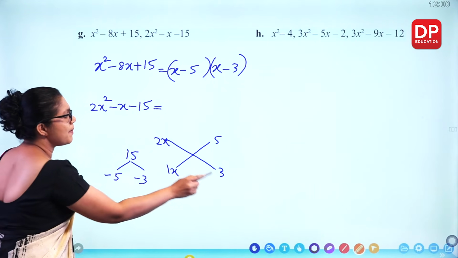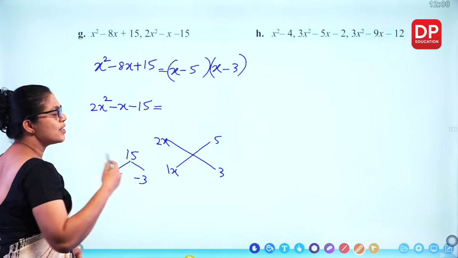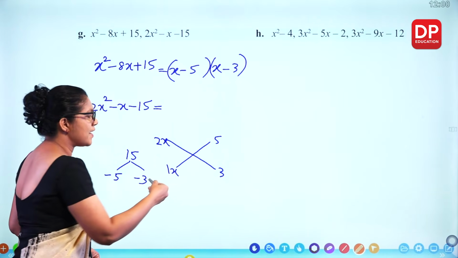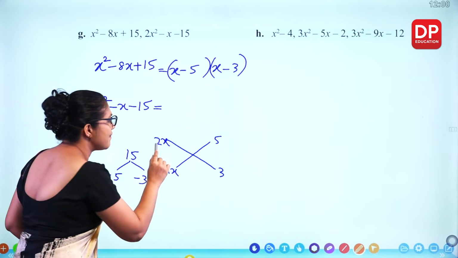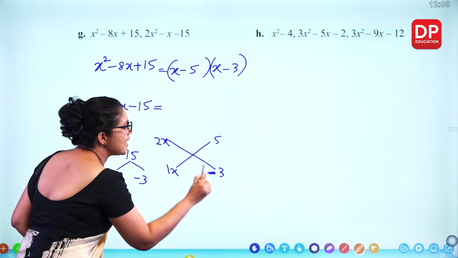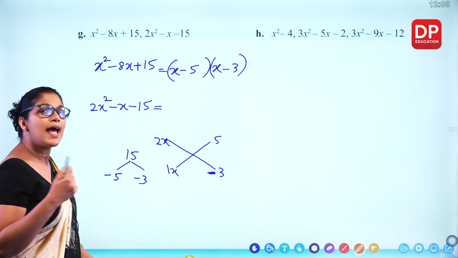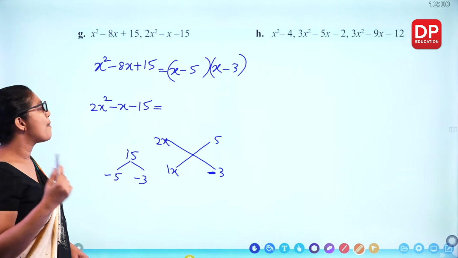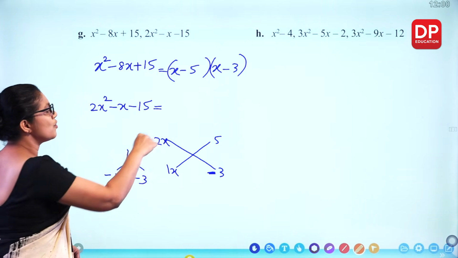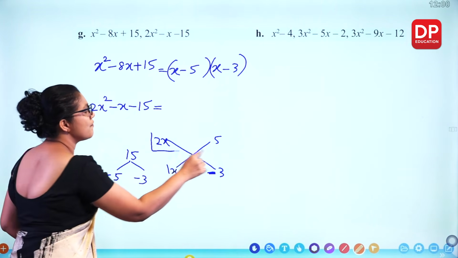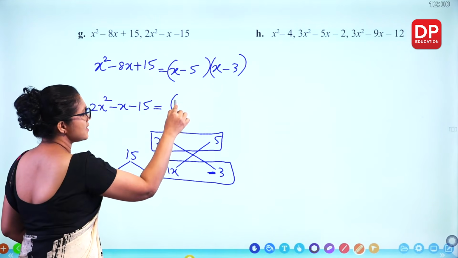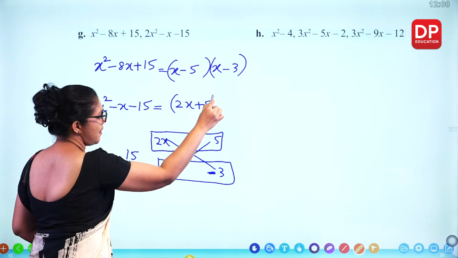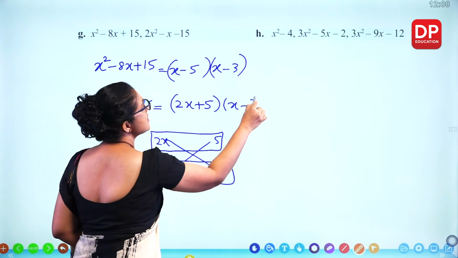So when you are multiplying these two, 3 times 2, 6x and this is 5x. But the middle term is minus 1. So which one is negative? This one should be negative. So minus 6x and plus 5x, you get minus 1x. So that's the correct order. So the factors we write down this way. So what are the factors? 2x plus 5 and x minus 3.